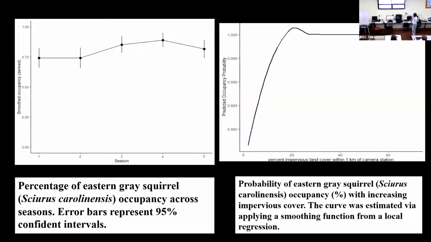But I was able to run it and satisfy all the assumption tests. What we see is that as the season progresses from one winter to the next winter, where number 1 is the first winter and number 5 is the last winter that I sampled, you see an overall trend of slight increase in occupancy for eastern gray squirrel. Oh, sorry, great question. 1 is winter, 2 is spring, April. 3 is summer, July. 4 is fall, October. 5 is the next winter.